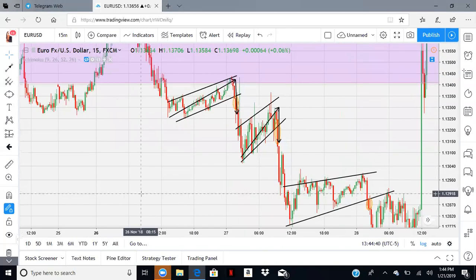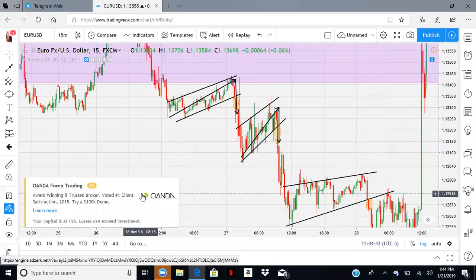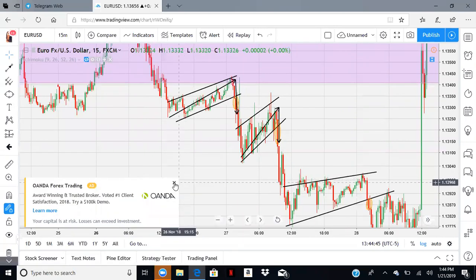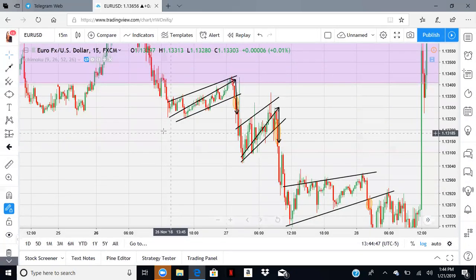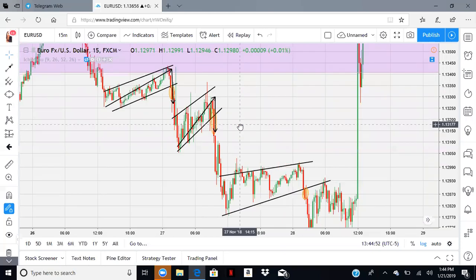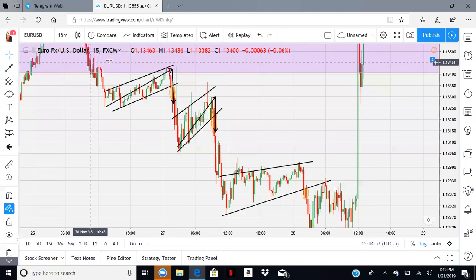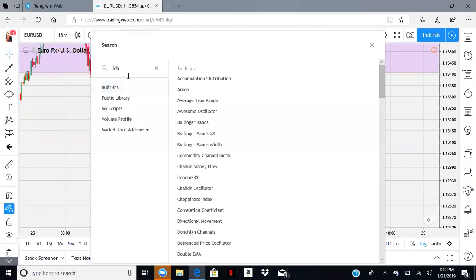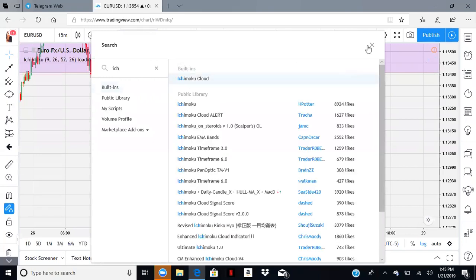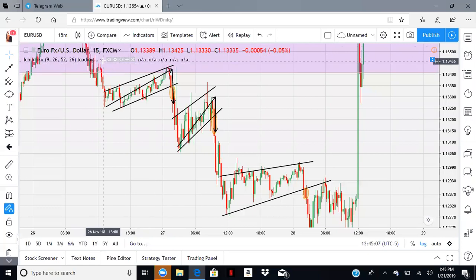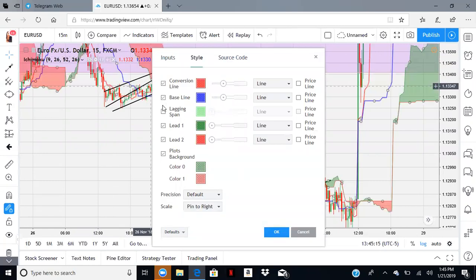So something that I teach people how to utilize if you're having a hard time identifying the consolidation or the flag or the pullback, the correction, whatever word you want to use, is the Ichimoku indicator. If you go to the top, click indicators, type in Ichimoku. Why is it not showing? There we go.